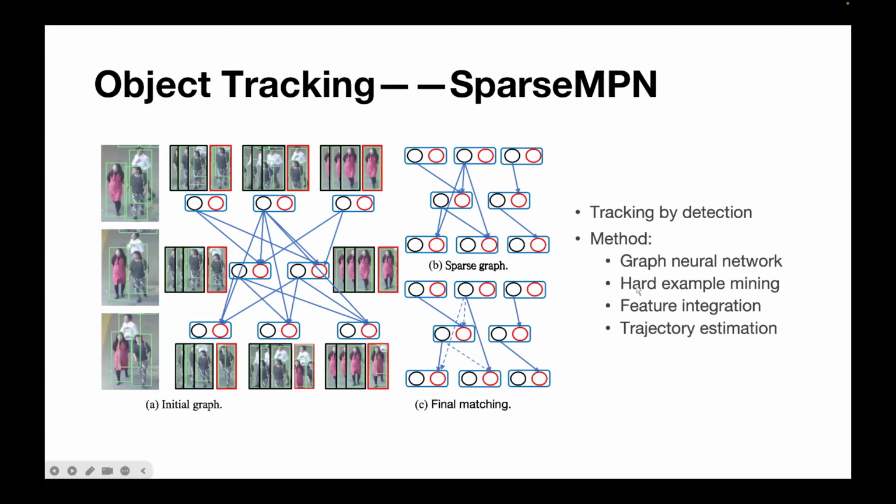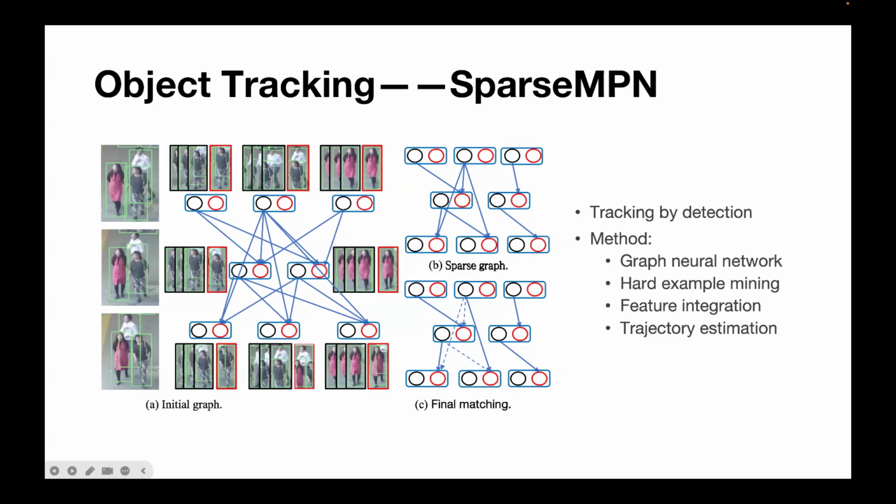The first one is called hard example mining. The initial graph has all the nodes connected with each other. But like in the image, some bounding boxes, some targets, are far away, so they obviously should not be connected. So I filter them out based on their location, and then we get a quite sparse graph where only a few nodes are connected. After that, I input the sparse graph into the graph neural network, and the model focuses on those difficult examples, so it can learn better features.